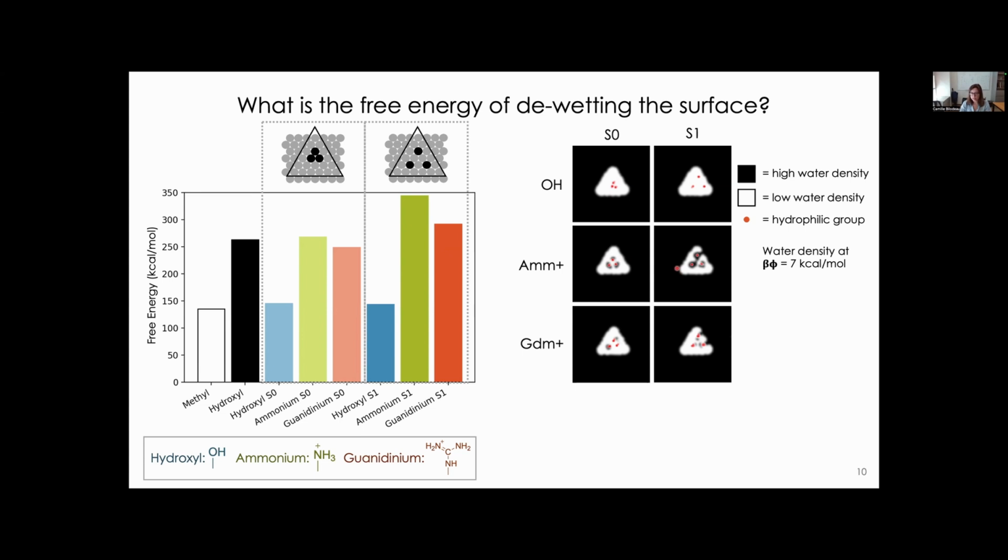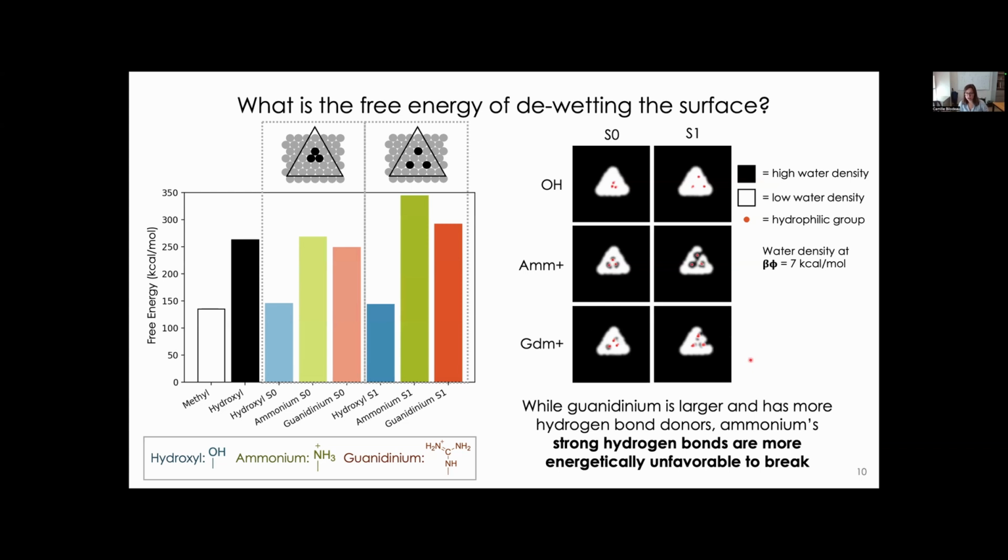With the ammonium surfaces, you can see that we actually still have a fair bit of water coordinating the ammonium groups. We've removed the water around it, but the ammonium groups are still hanging on for dear life to those water molecules. And then the guanidinium groups are somewhere in between. They've lost some of their water molecules, but are hanging on still to a few. And so this illustrates that while guanidinium is larger, and it actually has more hydrogen bond donors than ammonium, if we look at the chemical structure of these two groups, ammonium's stronger hydrogen bonds are energetically much more unfavorable to break, and this looks like it's leading to a higher energy barrier associated with dewetting this surface.